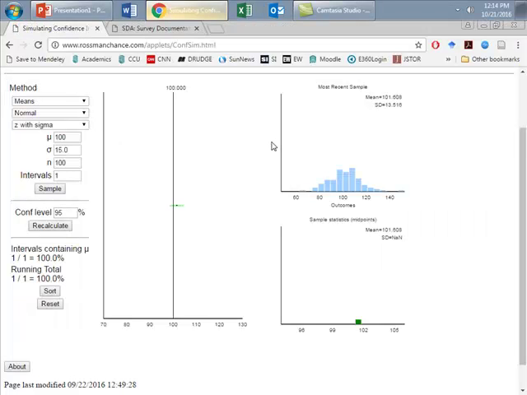Here's a website that has a little applet where it's just going to do random samples for us. I'll put a link on Moodle. All right, so what we're going to ask it to do is generate for us a sample mean from a normal distribution, and we're going to do z. We're going to do a z-score.